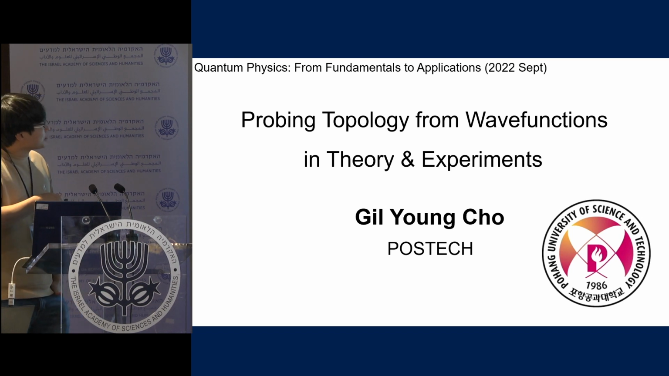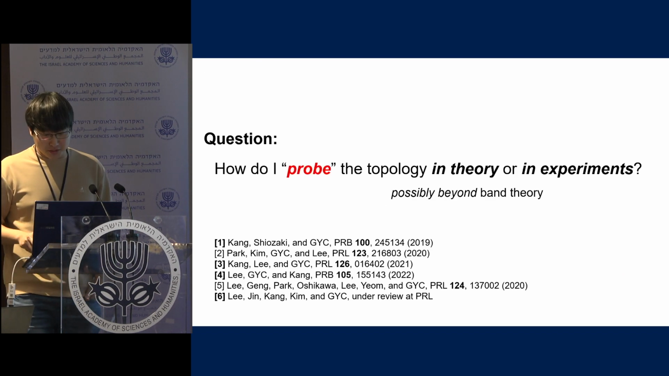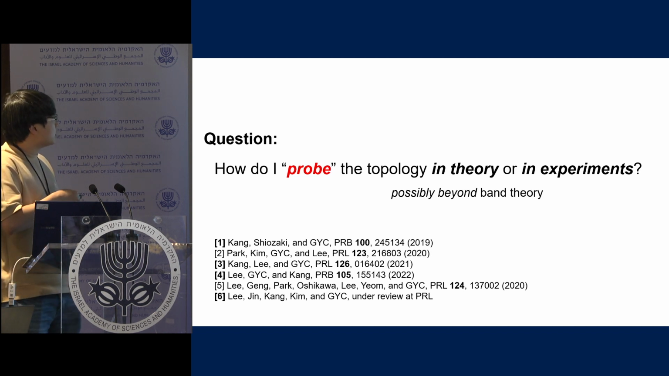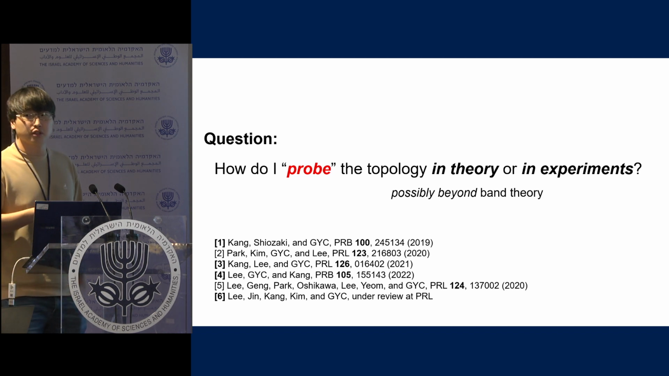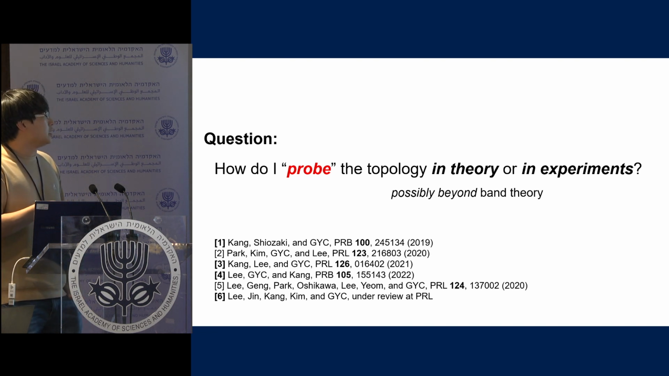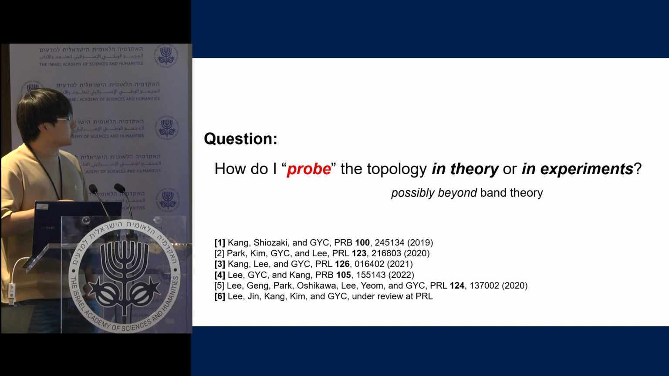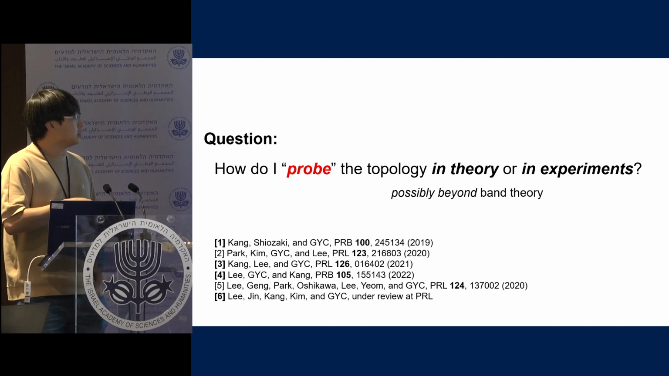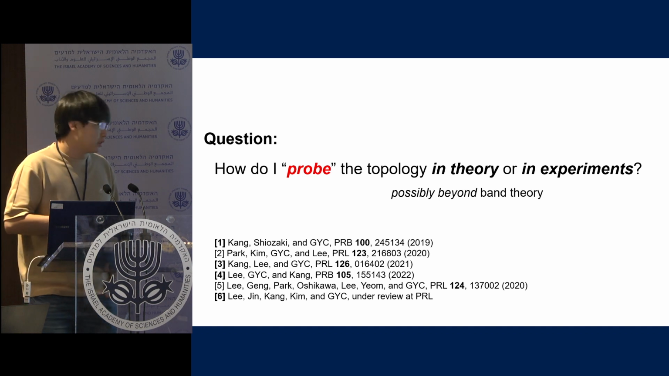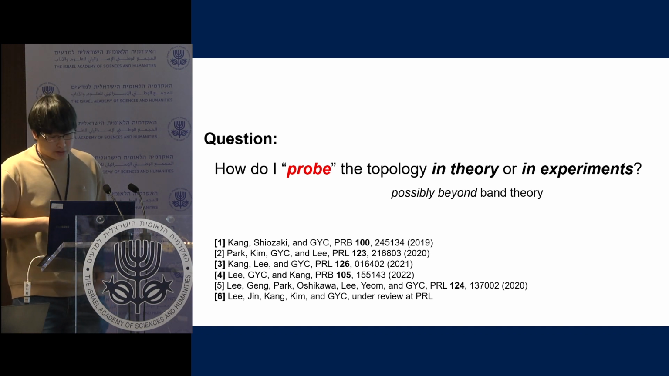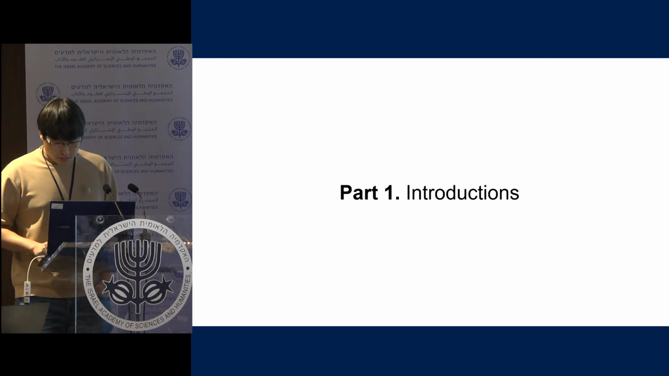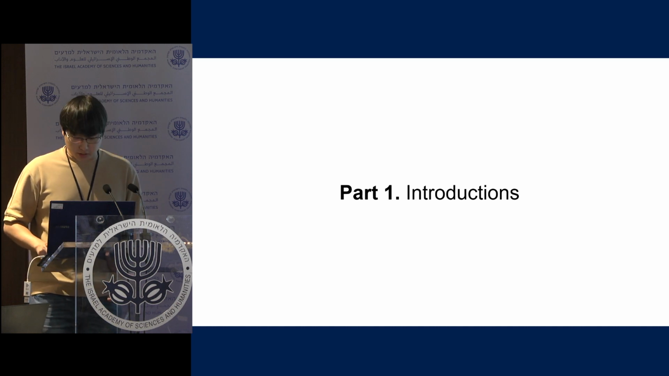So I'm going to talk about probing topology from the wave function in theory and experiments. The talk is about a simple question: how do I probe the topology of the band topological states in theory or in experiments? For example, in theory, I would be interested in states beyond the band theory. This talk is based on a few papers and PRBs, although the main references are just these four.